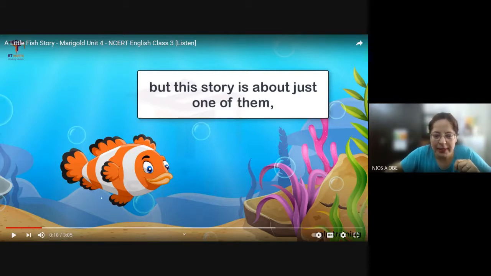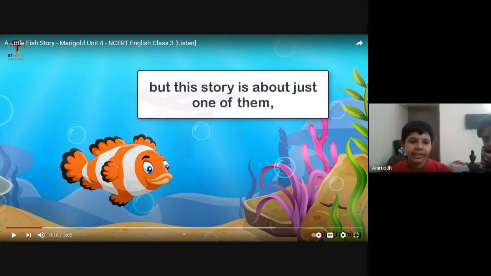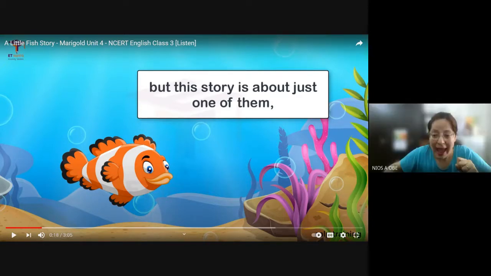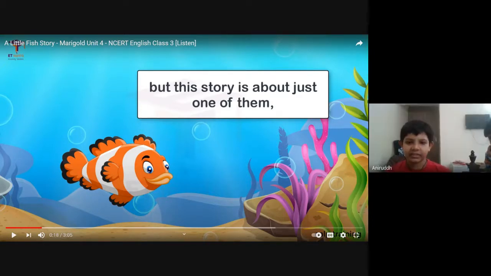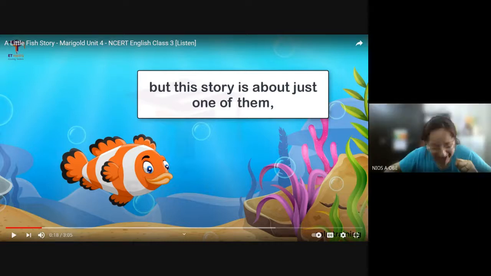Okay, everybody can see the fish? What is the color of the fish? Anirudh, quickly. What is the color of the fish? Color batao. Orange fish. Orange and? White. Very good. So the fish, ye jo hamari fish hai na, is story ki jo fish hai, uska color hai orange and white. Okay, Pura? Good.